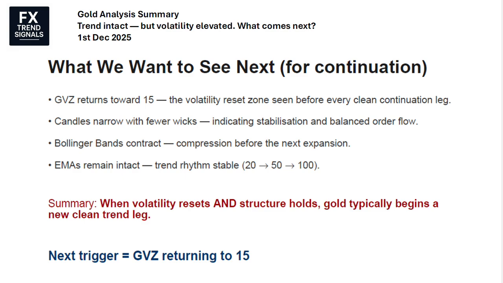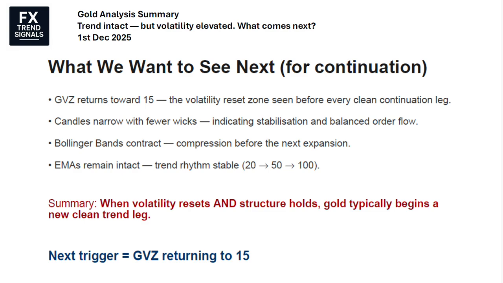Ideally, we want to see GVZ returning towards 15 and certainly below the current EMA. The 50 EMA on the chart, as you could see, was still high, and it was still pointing high. So at least we want to see it come down. Candles are narrow with fewer wicks, indicating stabilization and the balancing of the order flow. However, this is very important.